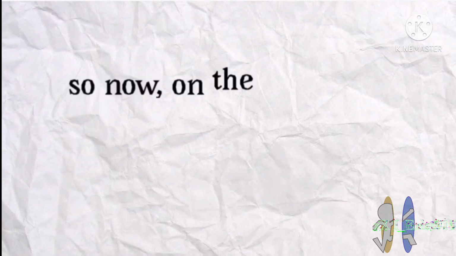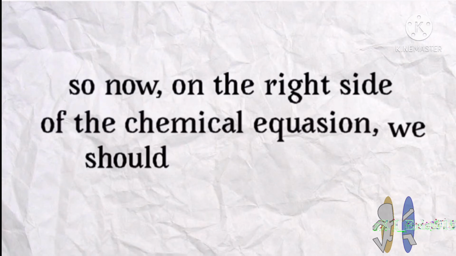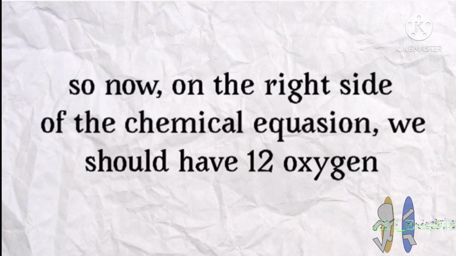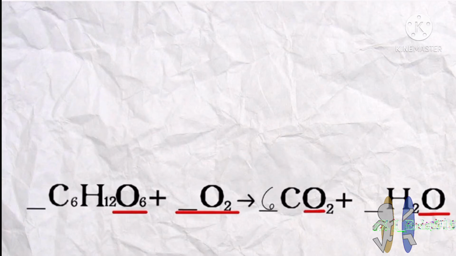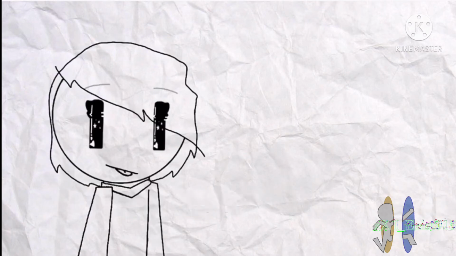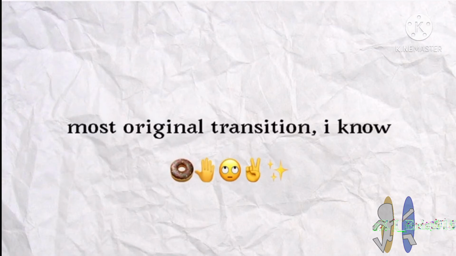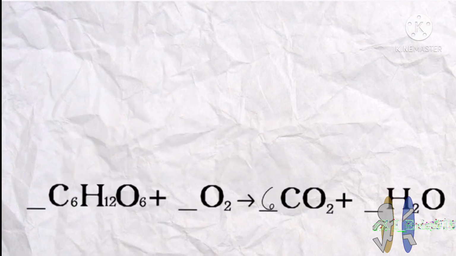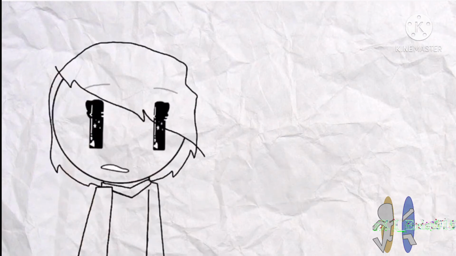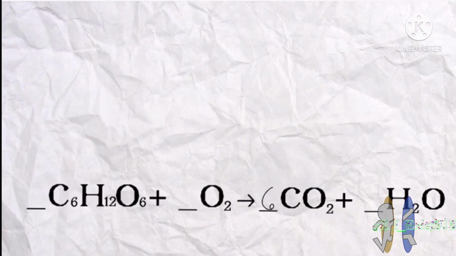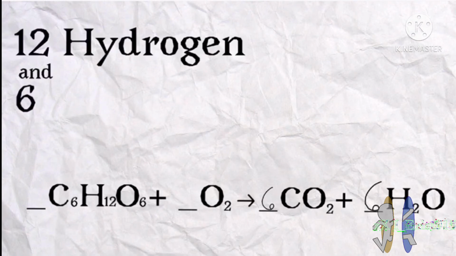So now, on the right side of our chemical equation, we should have 12 oxygen. Because there's a lot of O2 in this equation, we'll just leave the O2 alone until we're done balancing the carbon and the hydrogen. Speaking of balancing hydrogen, let's work on doing that next. On the left side, you can see that there is 12 hydrogen. In order to balance that out, we're going to have to multiply something by 2 in order to get 12, which again would be 6. So you're going to put a 6 in front of the H2O to get 12 hydrogen and 6 oxygen.